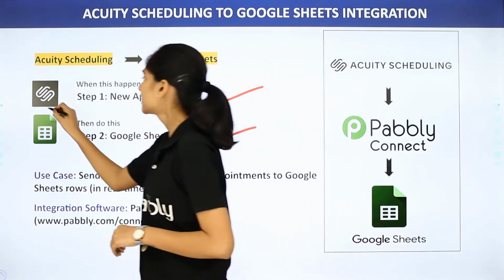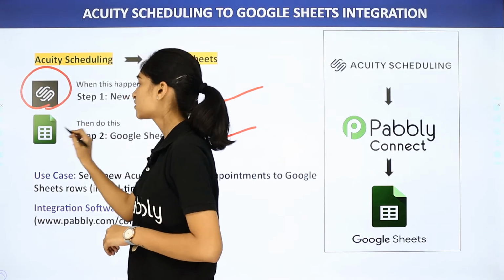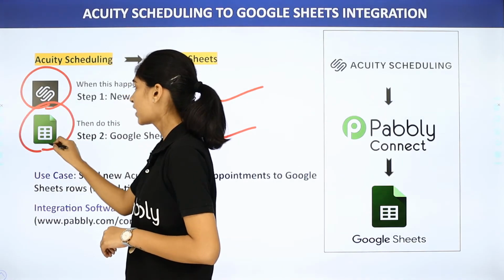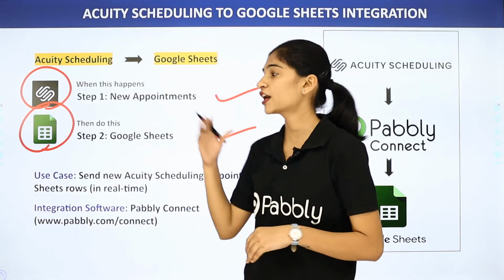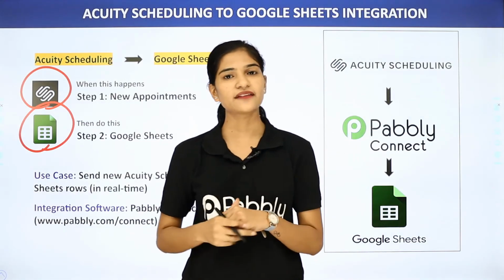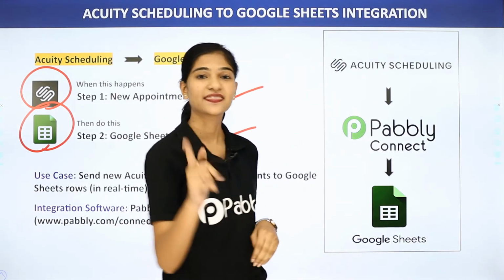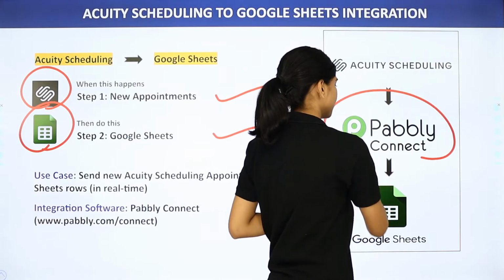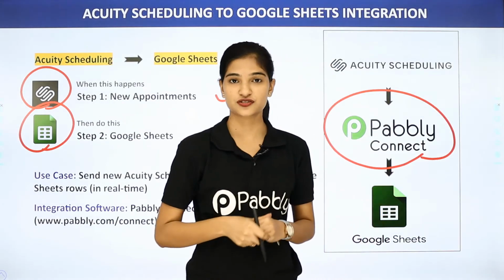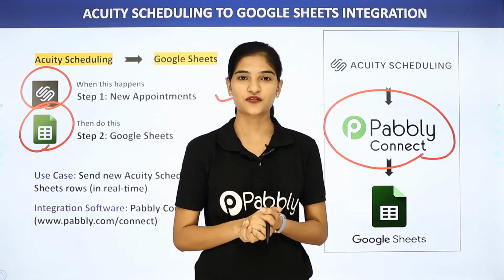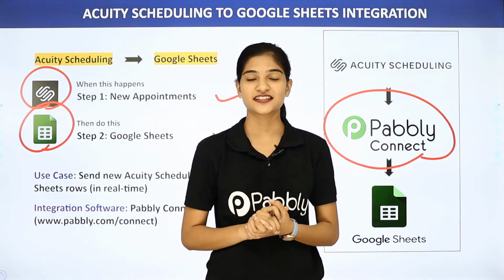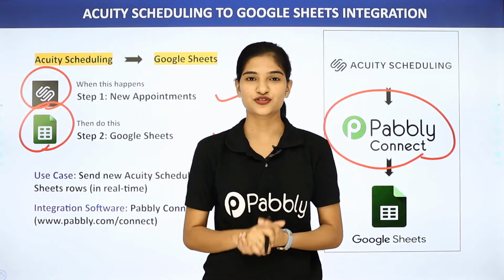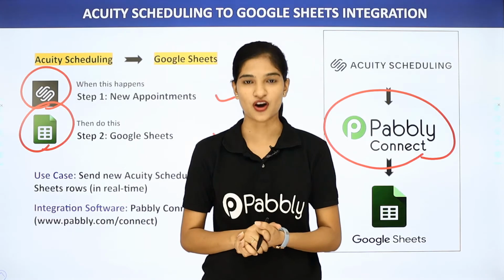So Equity is an appointment scheduling software, whereas Google Sheet is an online spreadsheet program. So the issue here is that Equity and Google Sheets don't have any integration between them, and that is why we are going to use Pabbly Connect, a third-party application software to integrate both these software applications. The best part here is you don't require any knowledge of coding. So let me show you this on my screen.